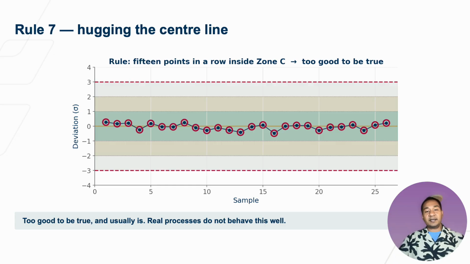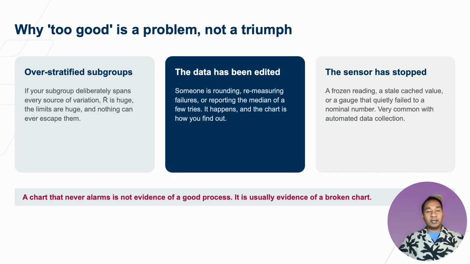So the next slide: three explanations, none of them good news. 3 reasons a chart looks too good. Over-stratified subgroups. If your subgroup deliberately spans every source of variation, 5 wafers from 5 different chambers, say, then the R bar is enormous and the limits are enormous and nothing can ever escape them. The chart has been constructed to never detect an anomaly, usually with the best of intentions.